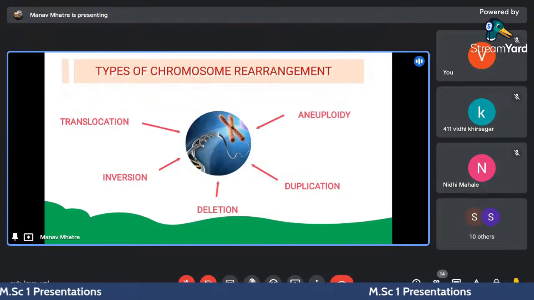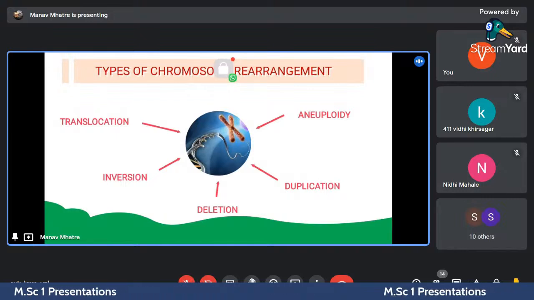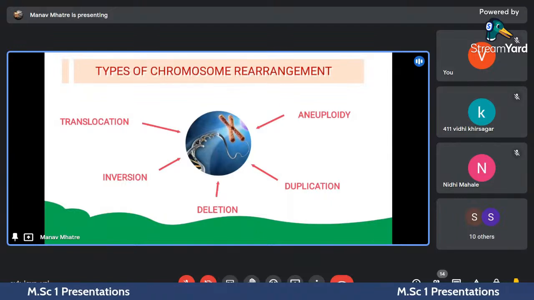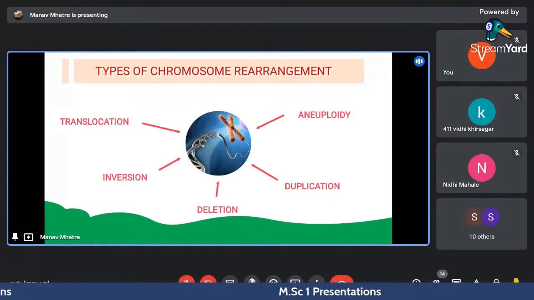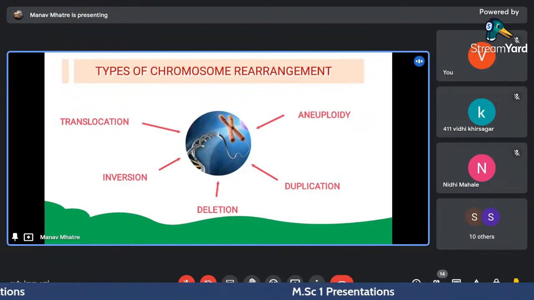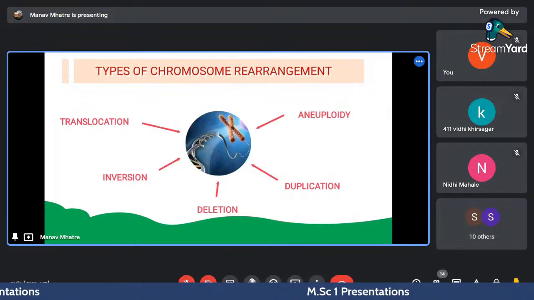So here are some types of chromosome rearrangement. First type is translocation. In translocation, there is an exchange of segments between non-homologous chromosomes. We will see in detail about it. In inversion, there is reversal of orientation of a segment of a chromosome. In deletion, from the name itself, there is a loss of a segment of a chromosome. In duplication, there is the presence of an extra segment of a chromosome. In the further slides, we will see in detail about the types of chromosome rearrangement which lead to cancer.